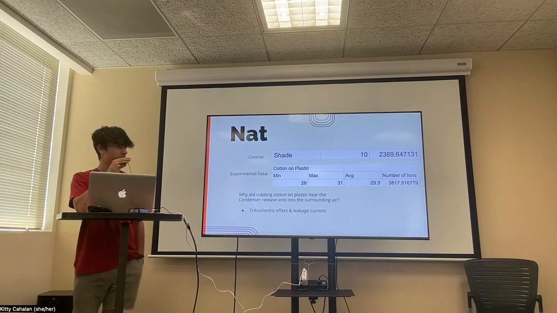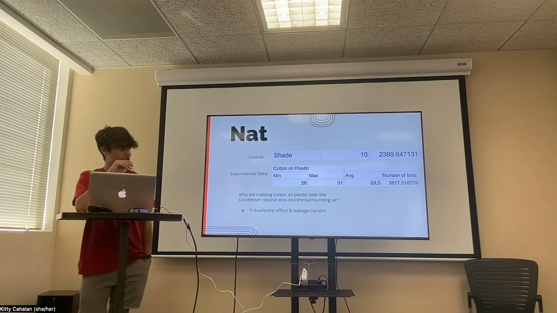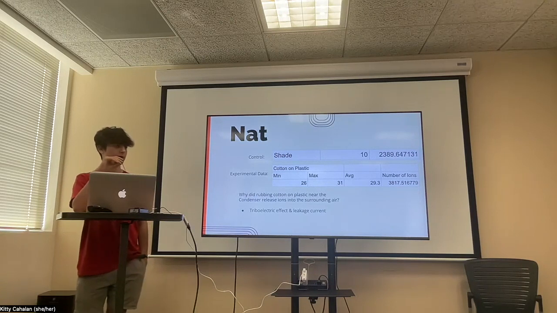was my experiment was rubbing a cotton shirt on a plastic bag near the input of the condenser. And I was expecting an increase. The top data set was just when I measured it outside in shade. And what I got out of it was 10 millivolts. Then using a formula, I converted that into 2,389 air ions. So that was the number of air ions. And then in the experimental data, the minimum value I got over a time of around 20 seconds was 26 millivolts, and the maximum was 31 millivolts with an average of 29.3. So the number of ions was 3,817, which I calculated is over 60% greater than when compared just to the shade.